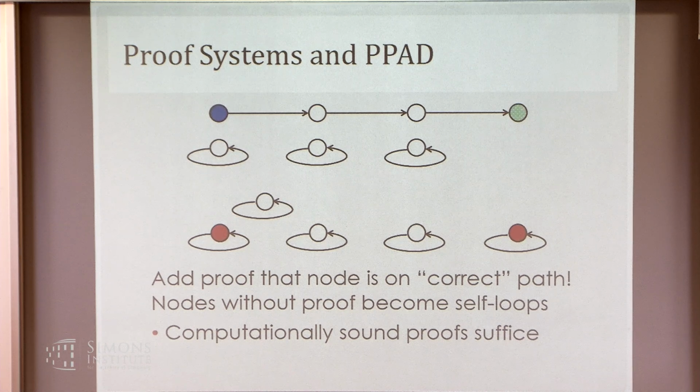So when you're sampling an instance, you're just going to think of every possible proof as a node, and then the proofs that would be rejected should become self-loops? Yes. What was the question?